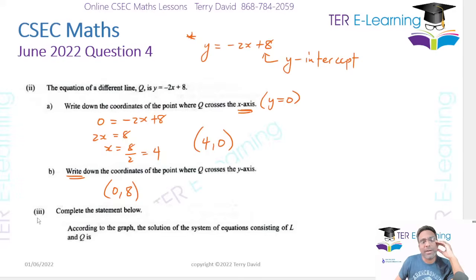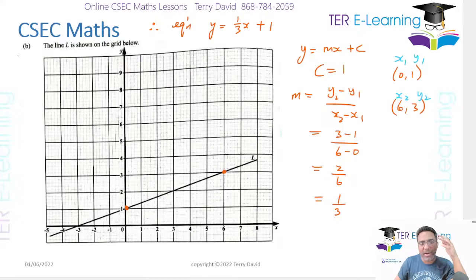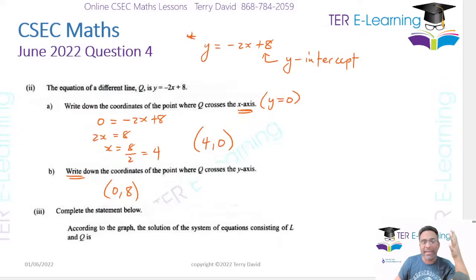Now, they said complete the statement below. According to the graph, the solution to the system of equations consisting of L and Q is what? I know some students may have looked at this and were not sure what they were asking here. You have a graph that is L, and they also give you an equation which is Q. But Q passes through the points (4, 0) and (0, 8).